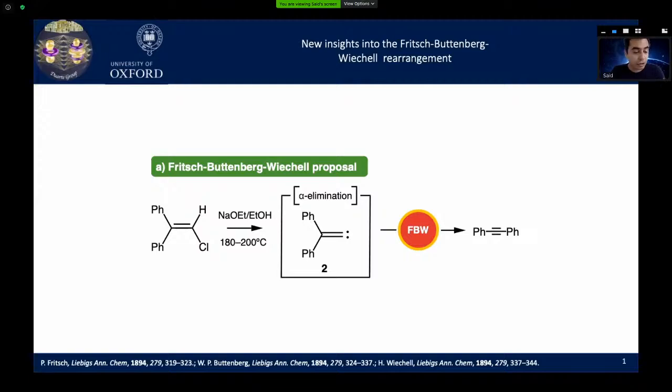This reaction was originally proposed as a reaction involving a diaryl halide compound, which under high temperatures and strong bases formed, by alpha elimination, a vinylidene carbene type structure, in this case 2. Then, by the migration of either of the two substituents, you form the corresponding diaryl acetylene compound.